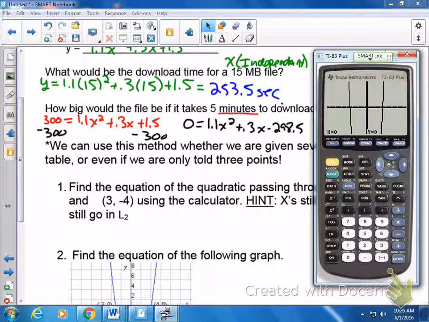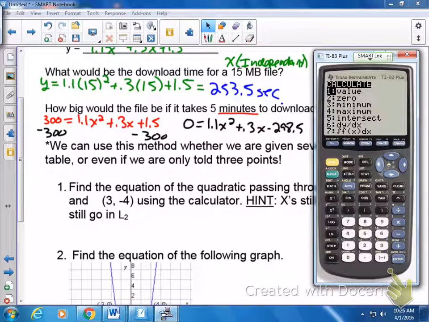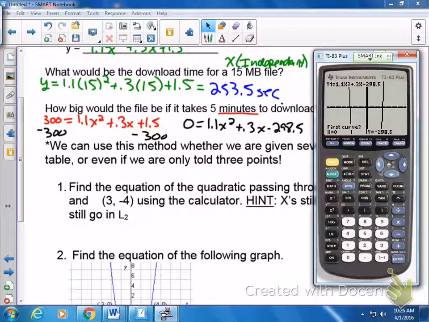Now, normally we'd find both of them, but in this one, the negative one's not going to help us at all because we can't download negative megabytes. So we just need to look for the positive one. So I'm going to hit second, trace, and I'm going to hit 5. And I'm going to move over until I get close to that intersection.